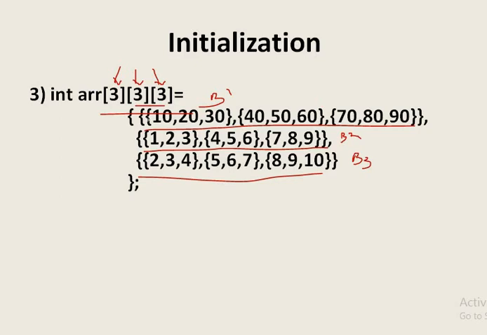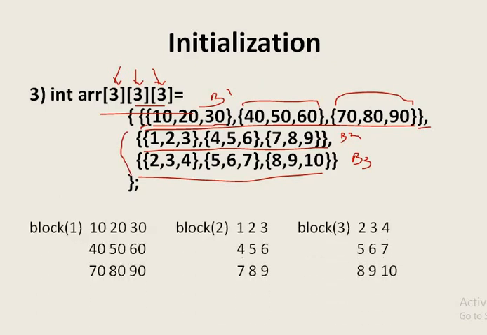So this pair of braces represents the first block, and inside it each of the rows are given by a separate pair of braces. So the first pair of braces will represent the first row in the block 1. Second pair of braces will enclose the second row elements in the first block, and third pair of braces will give the third row elements in the first block. In a similar way, the block number 2 and block number 3 will be represented as shown here. So this is how it appears.